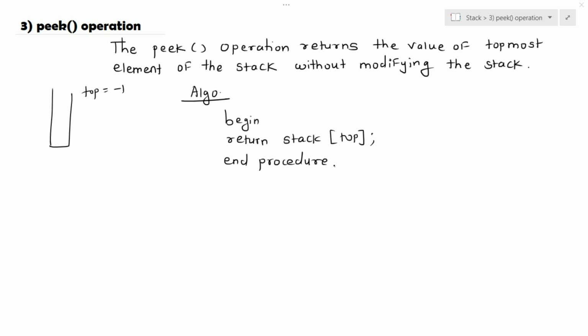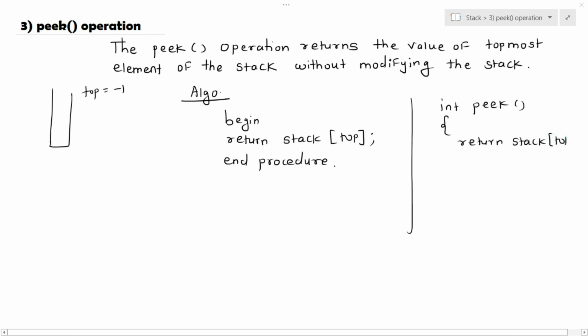If we want to write the program for the peek operation, then just create one function, the peek function, and write the same thing: return stack of top, and then close the curly bracket to end the function. Here again, stack is an array, the array name is stack, and top is a pointer which points to the topmost element of the stack.